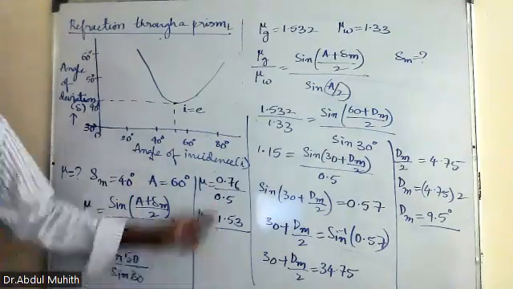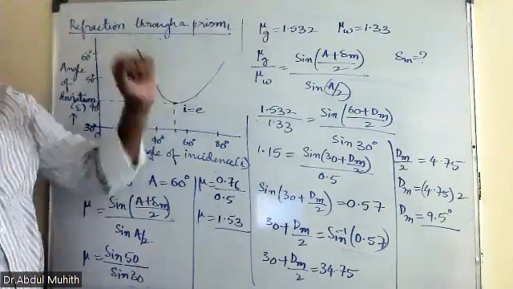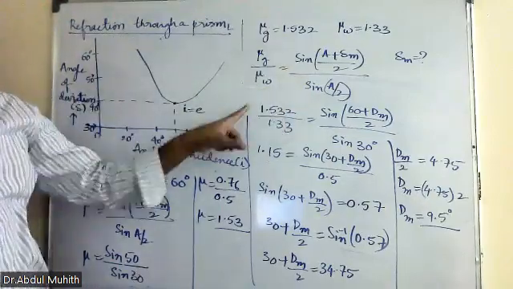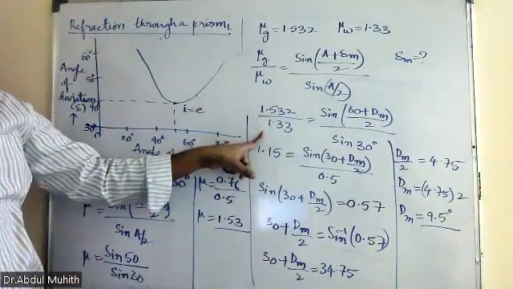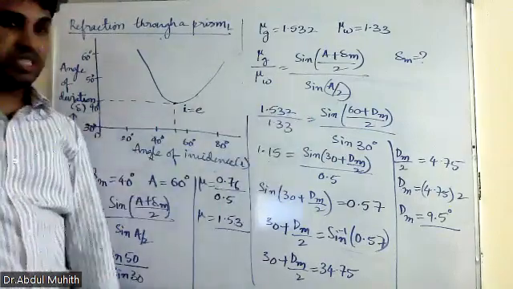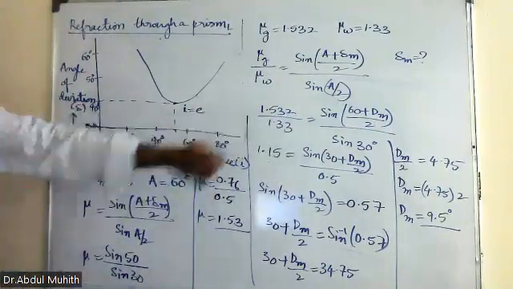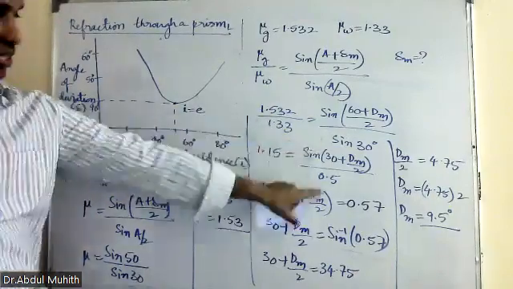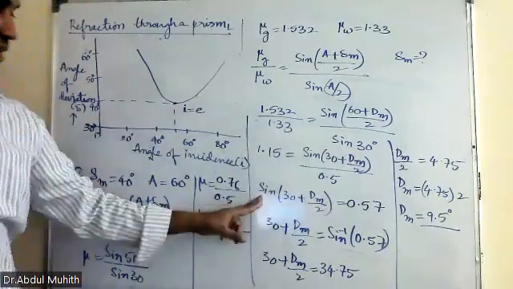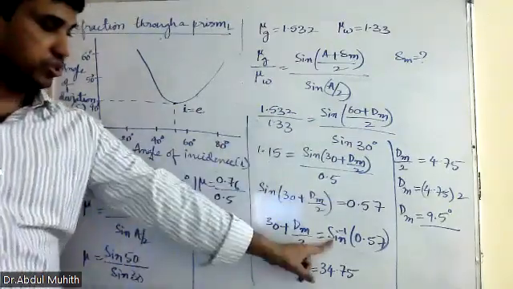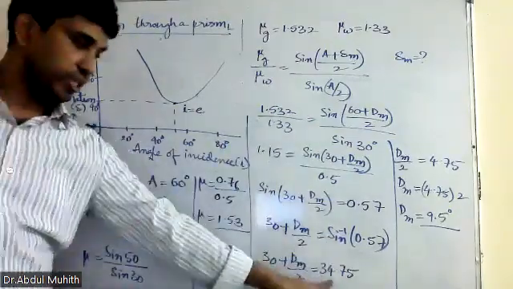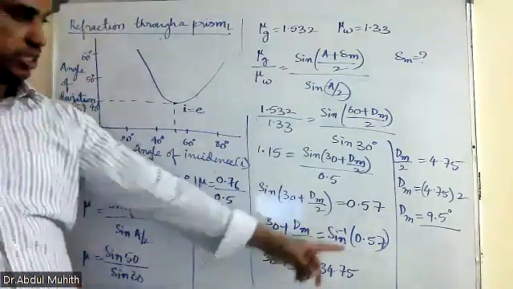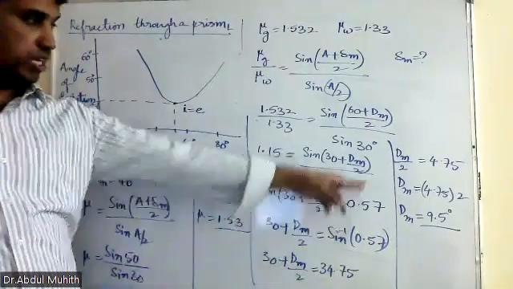Once you are done with this, we have the mu g value and mu w value. Mu g by mu w is sine of (A plus dm) by 2 by sine A by 2. So 1.532 divided by 1.33 is equal to sine of (60 plus dm) by 2 divided by sine 30. Now divide these two values and cross multiply. Bring this sine to the other side, it will become sine inverse. Now sine inverse of this value is 34 degrees. Then take this 30 to the other side, plus will become minus. Cross multiply, you'll get the answer.